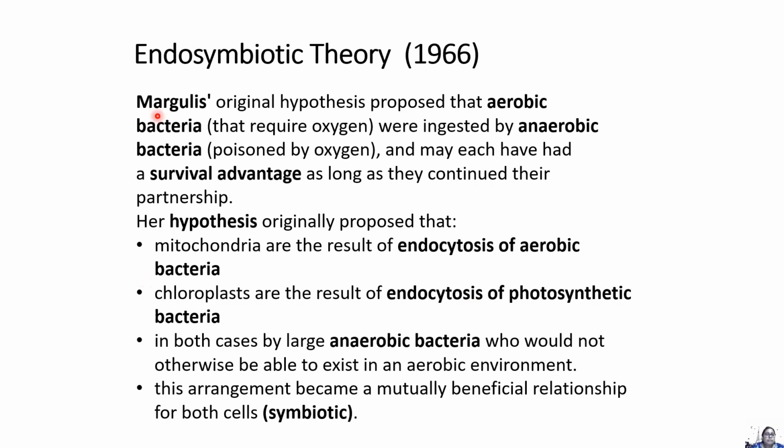So Lynn Margulis' original hypothesis proposed that aerobic bacteria that require oxygen were ingested by anaerobic bacteria that do not grow well in oxygen, and they may have each had a survival advantage as long as they can continue their partnership. So her hypothesis originally proposed that mitochondria are the result of endocytosis of aerobic bacteria, and chloroplasts are the result of endocytosis of photosynthetic bacteria, and in both cases by large anaerobic bacteria who would not otherwise be able to exist in an aerobic environment. So this arrangement became a mutually beneficial relationship for both cells, symbiotic.